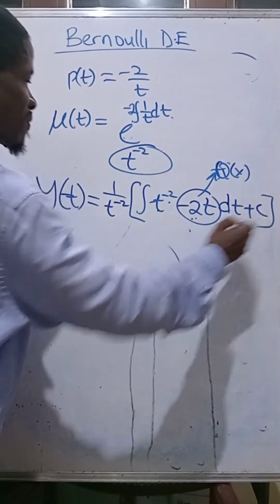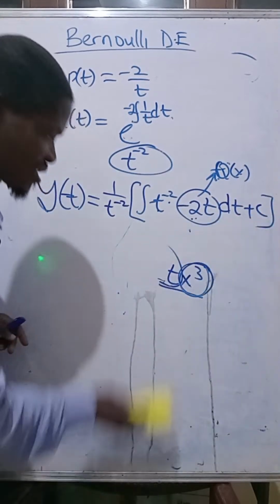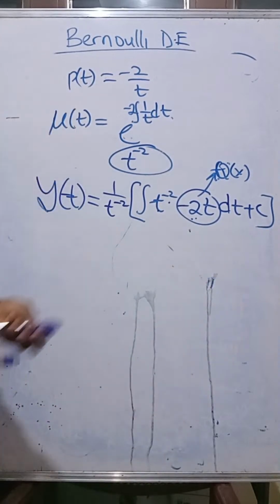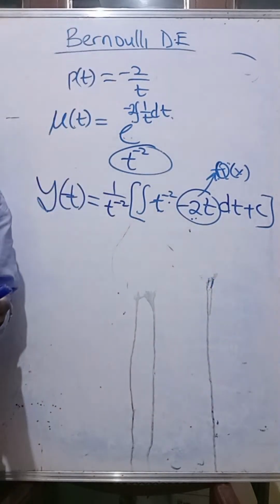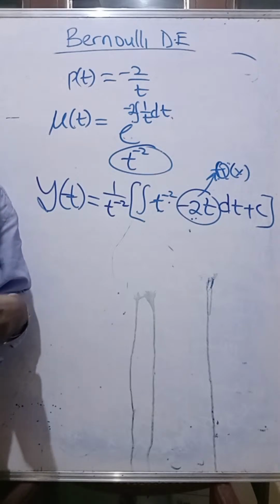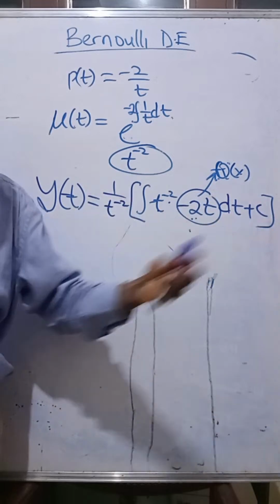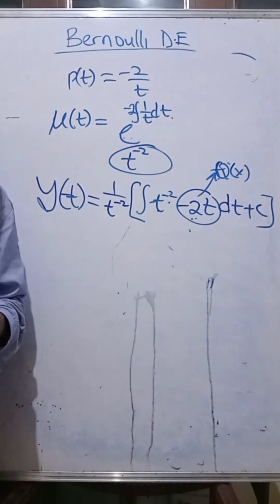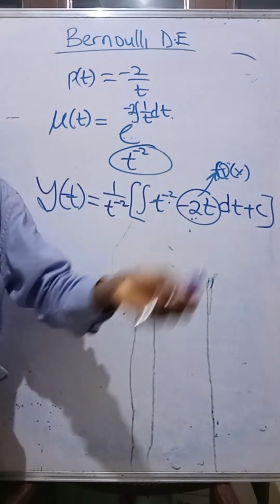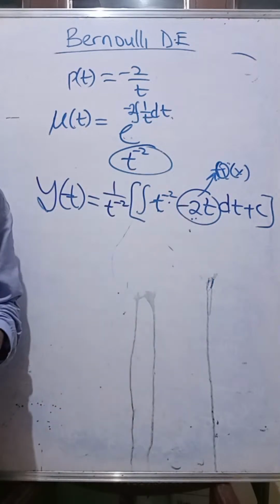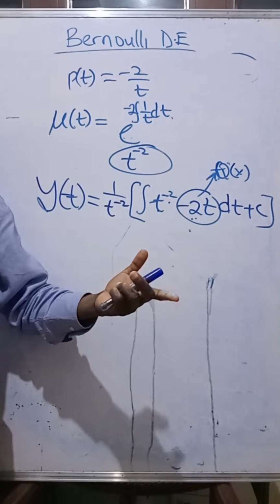Then plus c. Nothing comes by chance. Nothing comes by luck. Luck is preparation meeting opportunity. The more you practice, the more you prepare, the more lucky you become. The more you study, the more lucky you become. That is a fact.